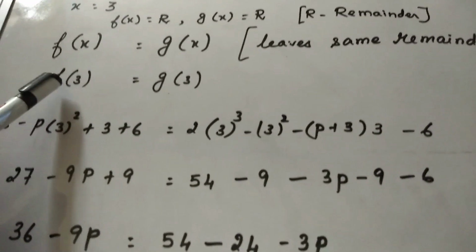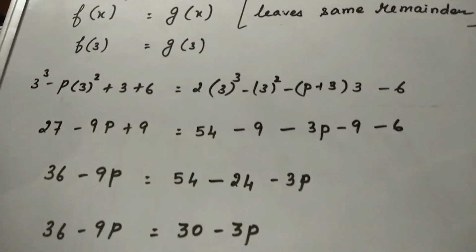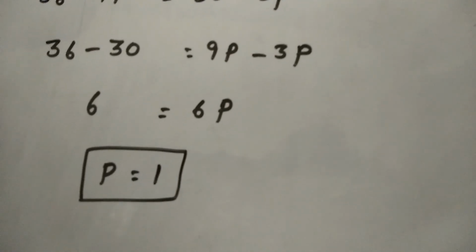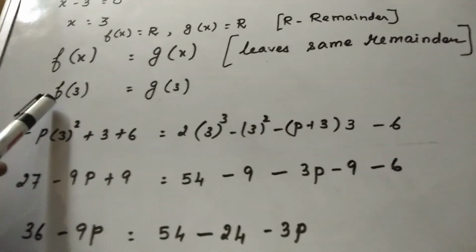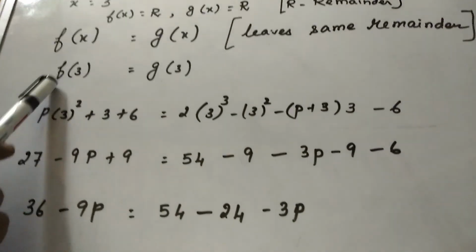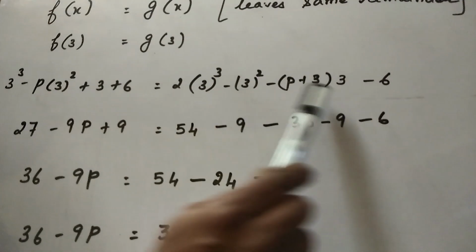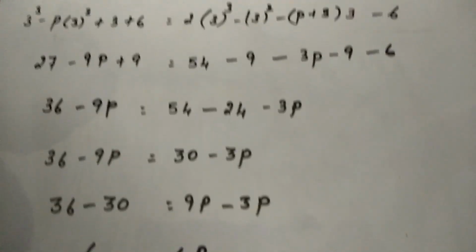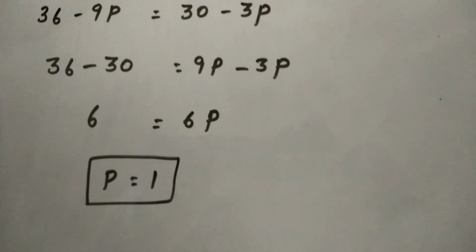Now put the x value, x is equal to 3, and calculate. You will get the answer t is equal to 1. Put x is equal to 3. Therefore, f of 3 is equal to g of 3. Now, both expressions are equal to each other, and calculating, you will get t is equal to 1. What is the answer? t is equal to 1.